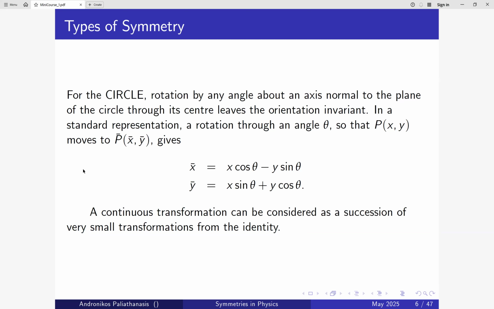In a standard representation, a rotation through an angle theta, so that the point P with coordinates x and y moves to point P bar with coordinates x bar, y bar, is given by this transformation. This is a continuous transformation that can be considered as a succession of very small transformations from the identity. As you can see, this is a clear transformation that we know, a rotation in Cartesian coordinates.